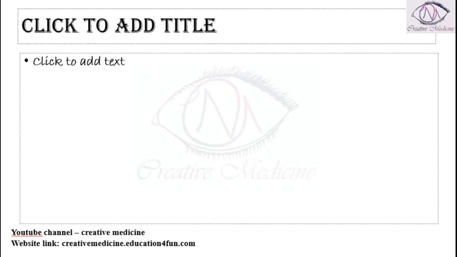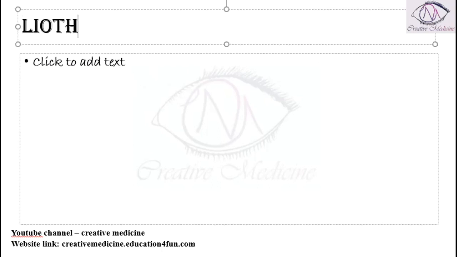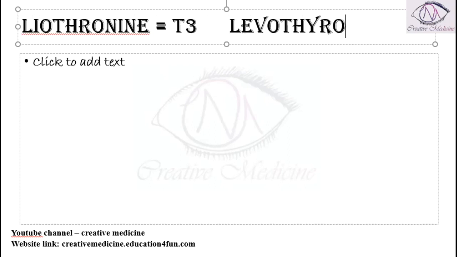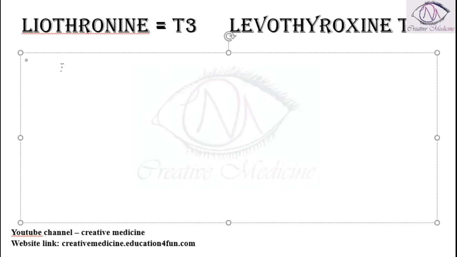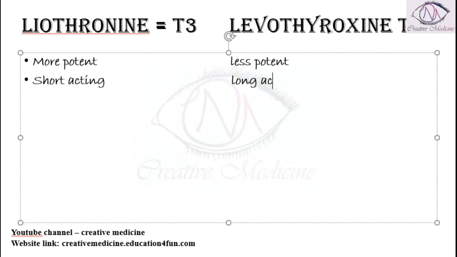What are the differences between liothyronine, which is actually T3, and levothyroxine, which is T4? Liothyronine is more potent, whereas levothyroxine is less potent. Liothyronine is short acting. Levothyroxine is long acting.